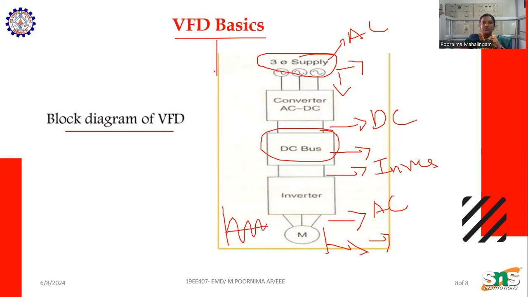First the frequency is constant; here the frequency is variable. If the frequency varies, the voltage automatically varies. If the voltage varies, the supply varies, and the motor speed also varies. So these are all correlated with each other. This is the basic VFD block diagram.